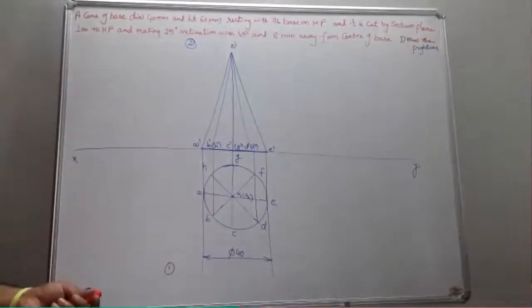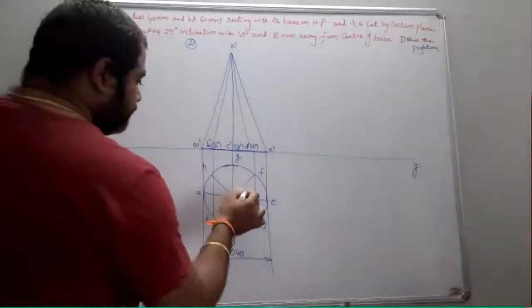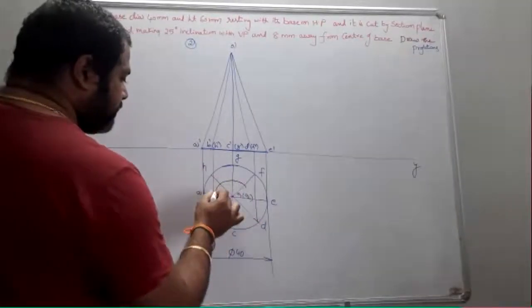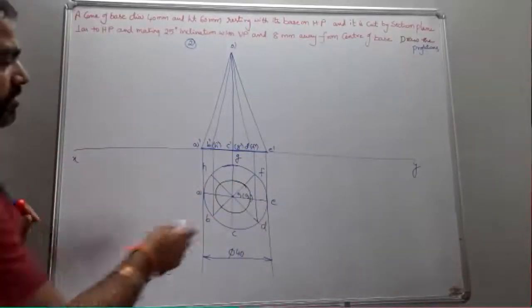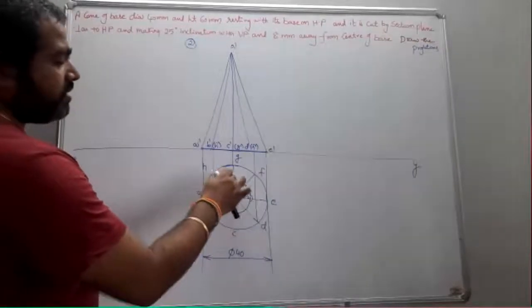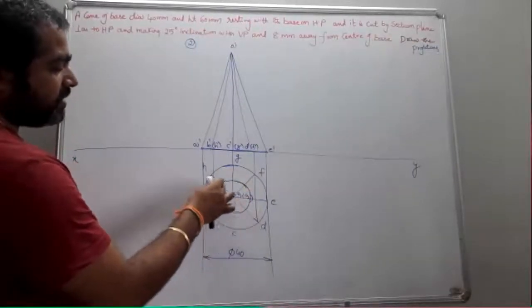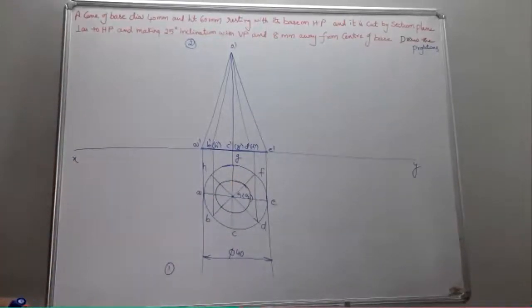You just draw a circle of radius 4 mm. For example, let us consider, this was the diameter of 8. So wherever the point, if you just consider it anywhere, it is going to be 8 mm away from the center of the base.